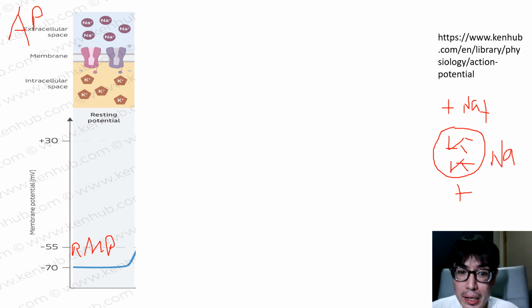Specifically, the RMP is around negative 70 millivolts. At rest, the cell membrane's permeability to sodium is low. However, its permeability to potassium is high. And because there are more potassium ions inside the cell, naturally the potassium ions will diffuse or move out of the cell, therefore keeping the RMP negative.